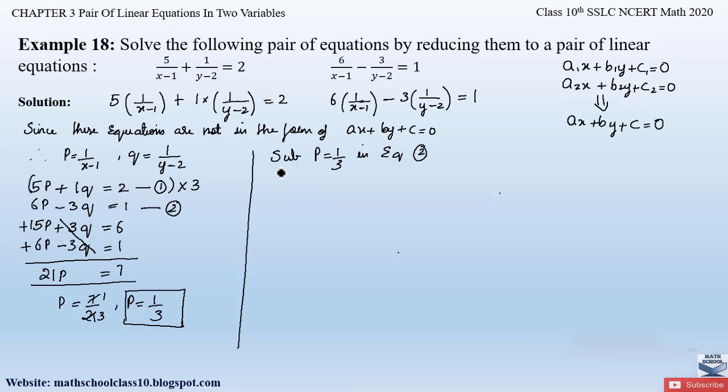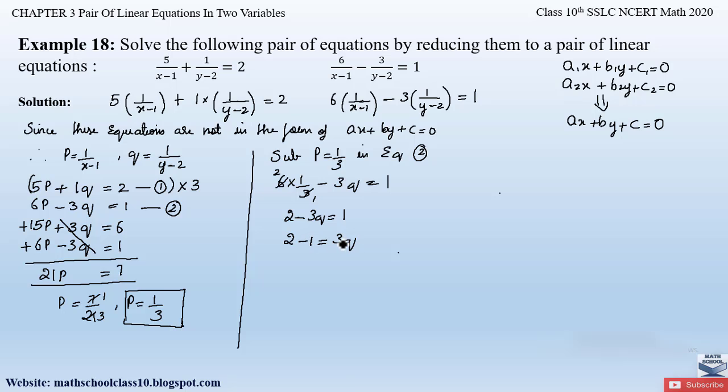So taking equation 2, which is 6P minus 3Q is equal to 1. So 6 into P, which is 1 by 3, minus 3Q equal to 1. 3 one time, 3 two times. So we get 2 minus 3Q is equal to 1. Sending this minus 3Q to the right hand side and bringing this 1 to the left hand side, we get 2 minus 1 is equal to 3Q.